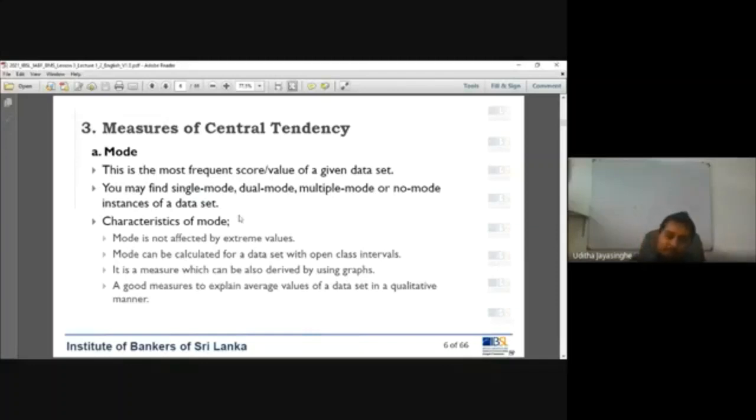Now these are very important statements. What are those extreme values? I'll come to that in a while. Give me a second. Second point we'll take: mode can be calculated for a data set with open class intervals.